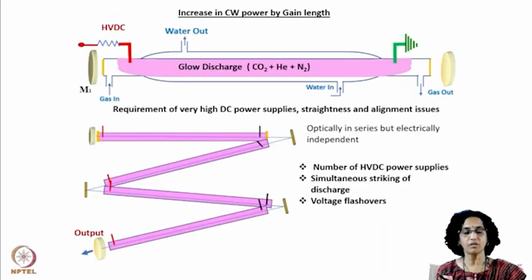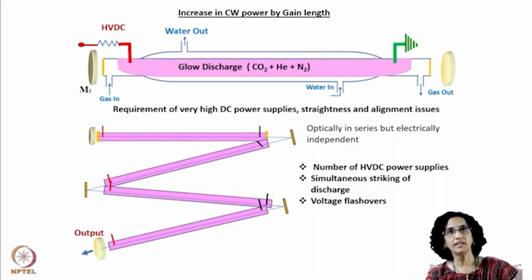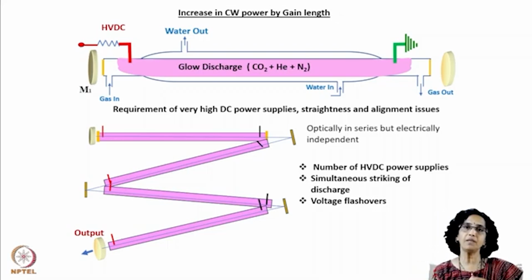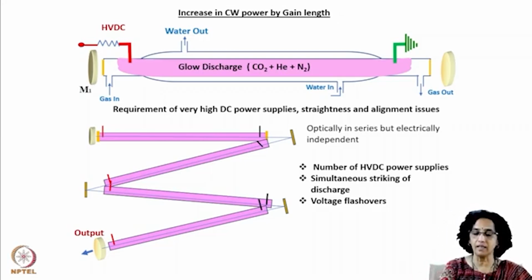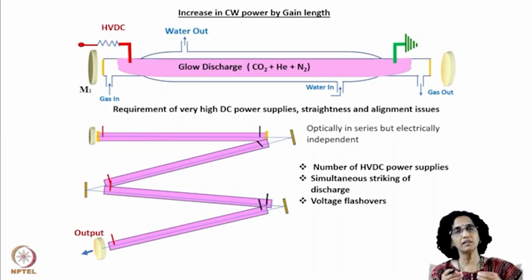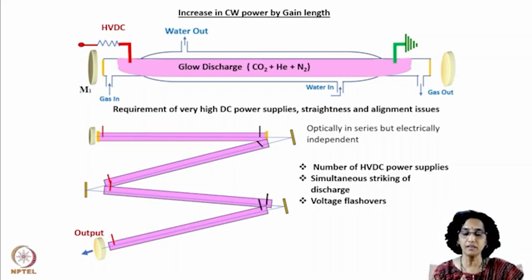Now, one more method that you would think, why did we not discuss it before, is just increasing the gain length. We said 1 meter will give about 50 watts. So if I take 2 meters, I should get 100 watts. And if I take 3 meters, and so on and so forth. So just by increasing the length, we are increasing the active medium, right? By increasing the active medium, you should be increasing the output power. So yes, this method also has been tried. People have tried to go for longer cavity lengths.